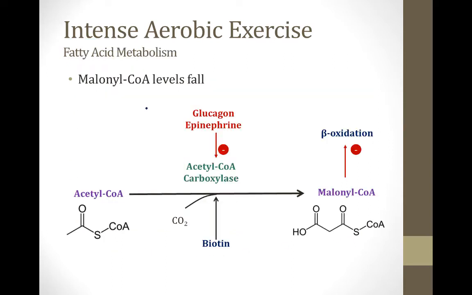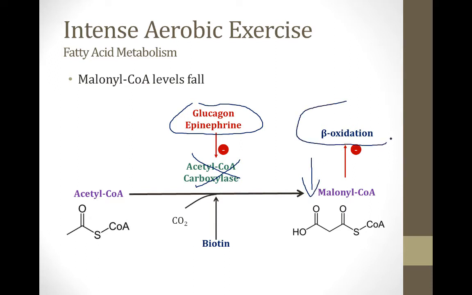The hormones in your body speed up fatty acid metabolism during intense aerobic exercise like a marathon. Glucagon and epinephrine inhibit the rate limiting step in fatty acid synthesis. They inhibit the enzyme acetyl-CoA carboxylase. This ensures that fatty acid synthesis will not occur during a long race like a marathon. As a result of inhibiting this enzyme, levels of malonyl-CoA will fall, and malonyl-CoA is a powerful inhibitor of beta oxidation. So by lowering its level, you will speed up beta oxidation.